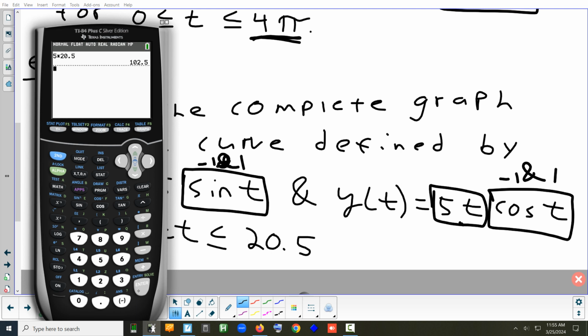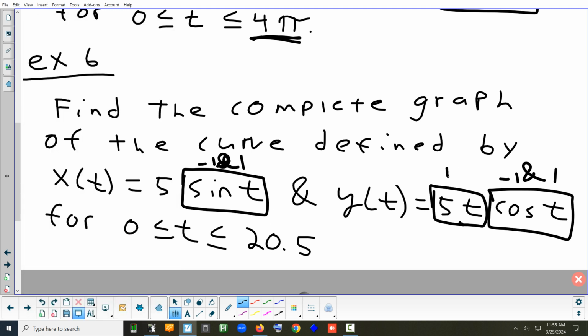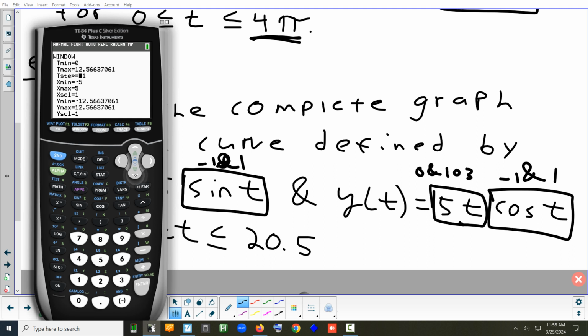Yeah, say you could do 103. I'm not worried about doing 102.5. Let's just do 103. The smallest point would be 0, because that's as small as t goes. So now, if you take a number between 0 and 103 and multiply it by something between negative 1 and 1, what is the biggest result you would ever get? You can't go bigger than 103. So on our y-max, let's go 103.